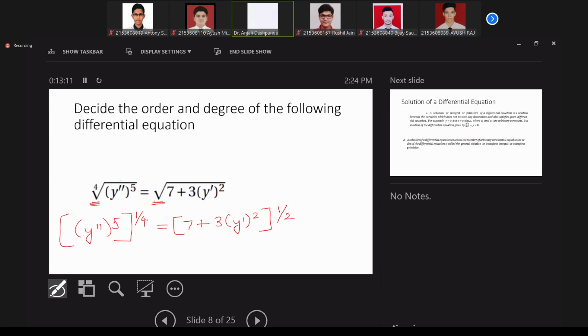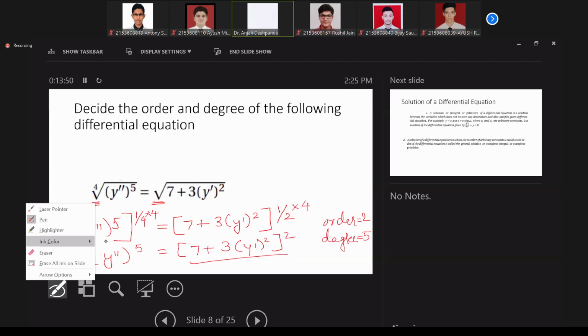Now I have to get rid of these powers. So what do I do? Raise both sides to the power 4. Now this will vanish, so I will get this raised to 5 and 7 plus 3. Remember, this is the first order derivative and this will be squared. Even without expanding this, we will be able to tell the order. The highest order derivative is 2, so order is 2. And degree is obviously the power of the highest order derivative, so degree is going to be 5. Supposing you had a different situation, let me just tell you.